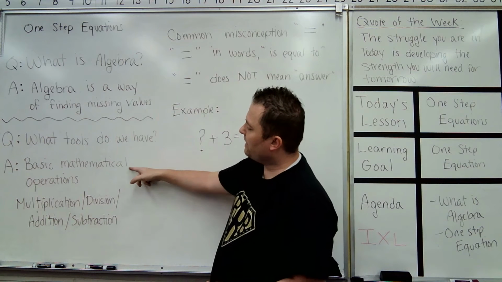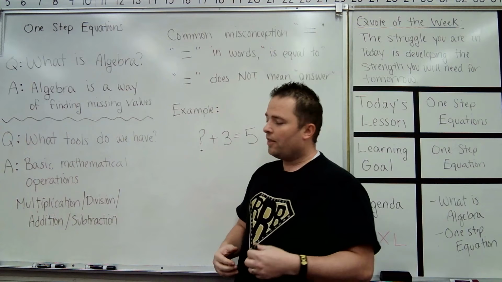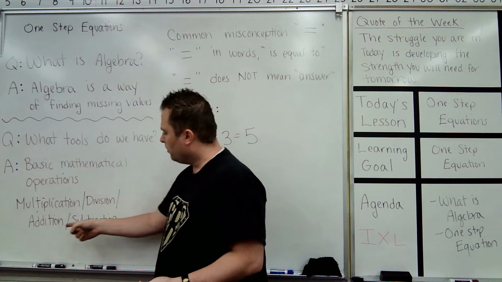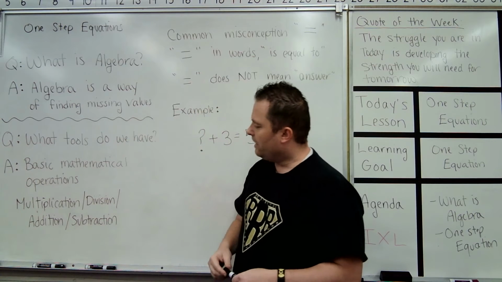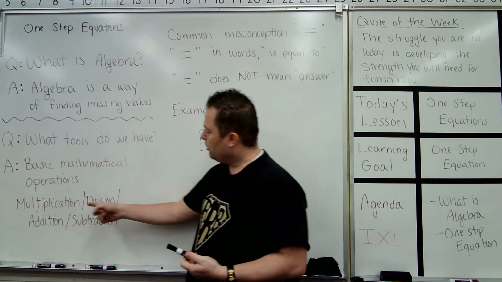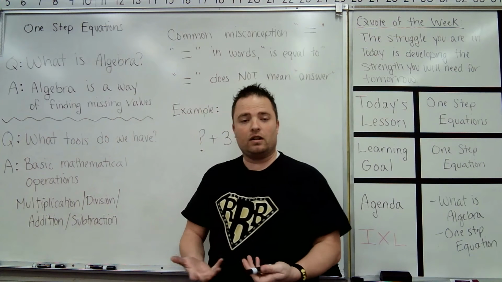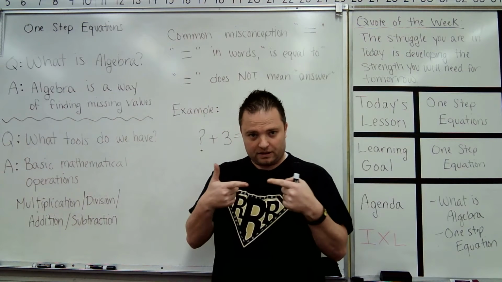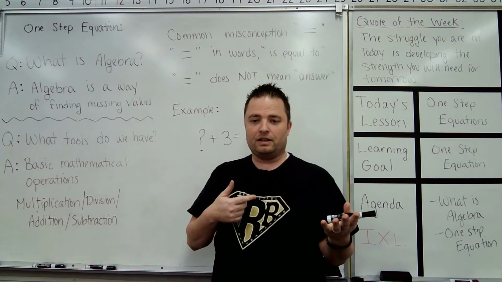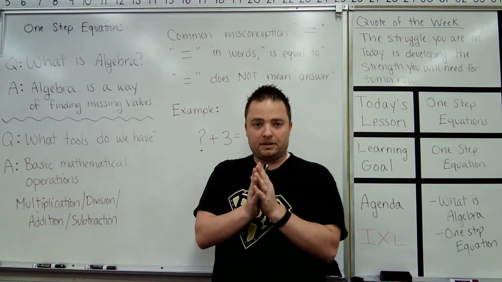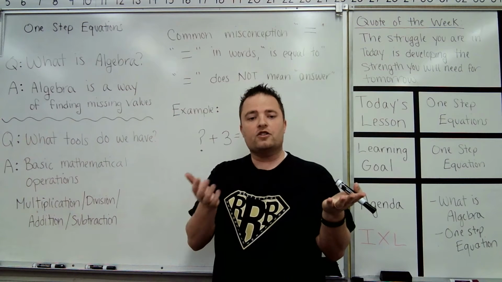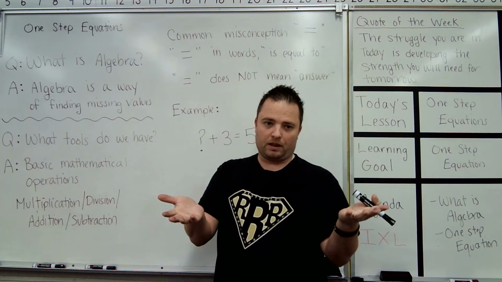And the answer is we have basic mathematical operations, meaning the first four that we've ever learned. We have multiplication and division. We have addition and subtraction. And it should be noted that I labeled them in this order for a reason. Multiplication and division are a lot alike. They're actually opposites of each other. When you are taught to multiply, the very next thing they teach you is how to divide, because they are opposites of each other. To undo multiplication, you have to divide. To undo division, you have to multiply.